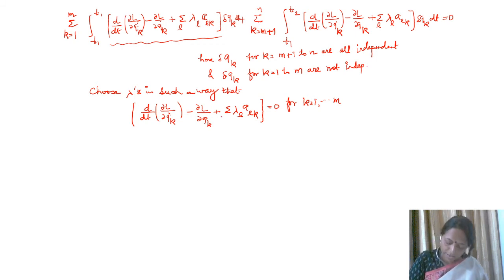You can see that when you vary k, for 1 you will get one equation, for 2 you will get another equation, and up to m you will get m equations. So naturally these are m equations, and in these m equations you will get m lambdas. After solving these equations you will get m lambdas. So we say that we choose lambdas in such a way that this expression becomes 0.